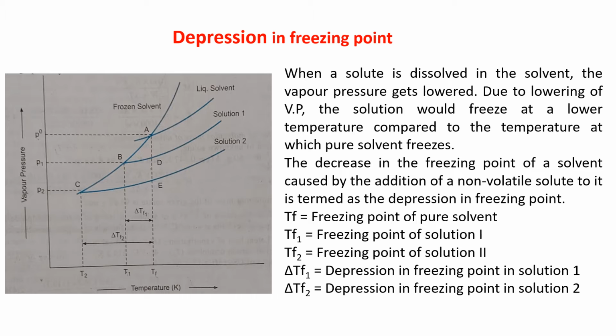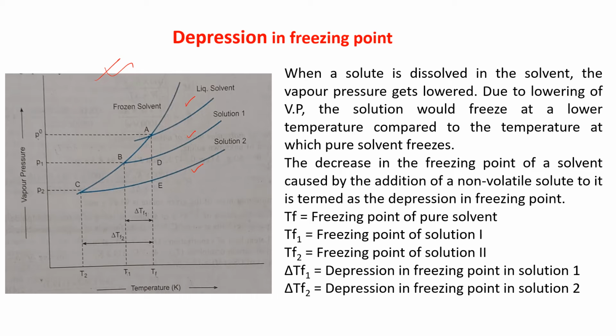Here in this graph, you can see three lines. One is for liquid solvent, that is pure solvent. Another is solution 1 and the third one is for solution 2. Solution 1 and solution 2 are solutions of the same solute but of different concentration. Let me tell you one thing. Let the concentration of solution 2 be more than the concentration of solution 1.